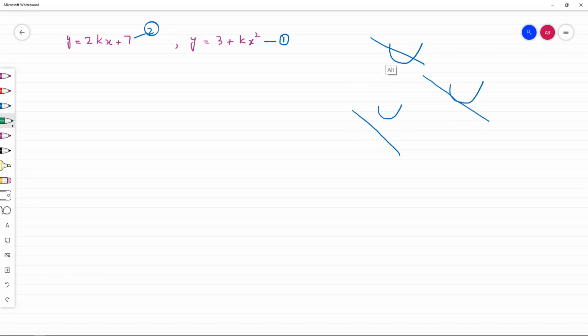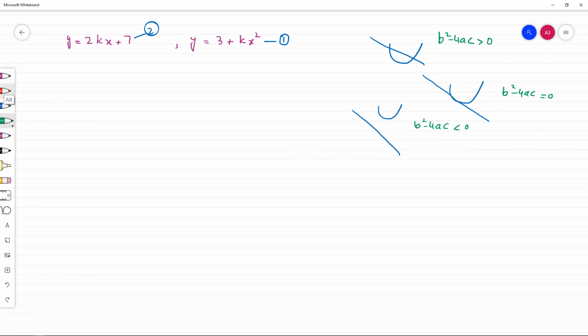If this line intersects the curve at two different points, it means the discriminant b square minus 4ac would be greater than 0. If this line intersects at one point, then b square minus 4ac is equal to 0. If this line does not intersect the curve, then it means b square minus 4ac is less than 0.